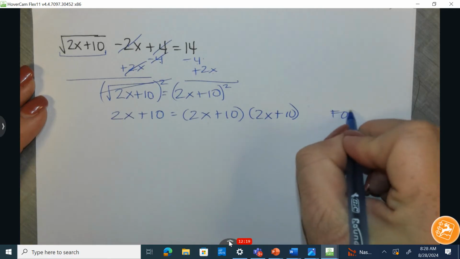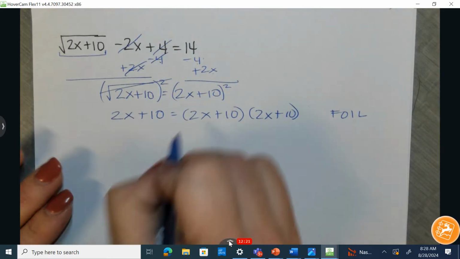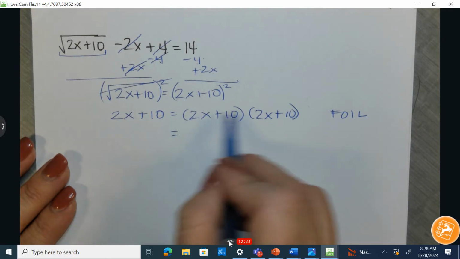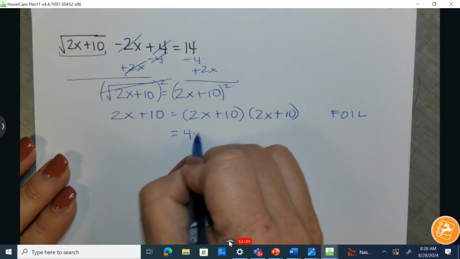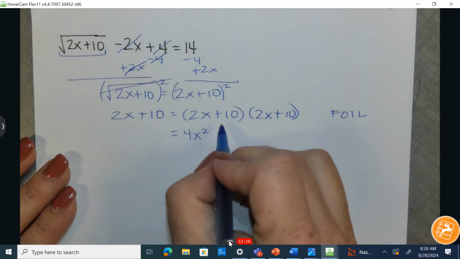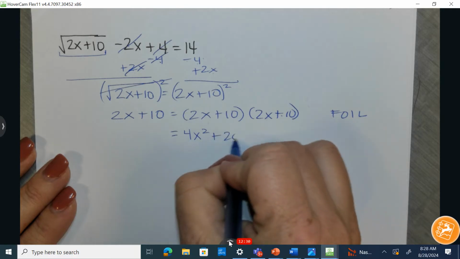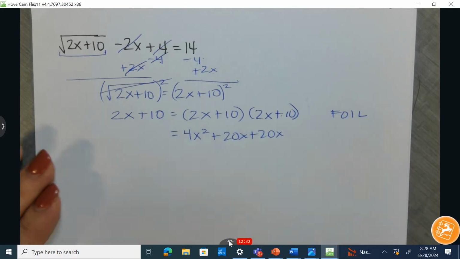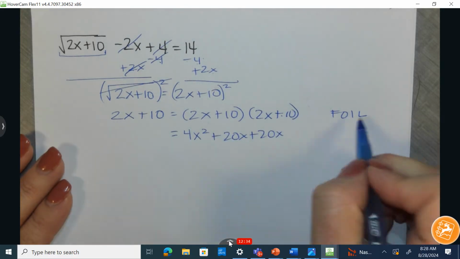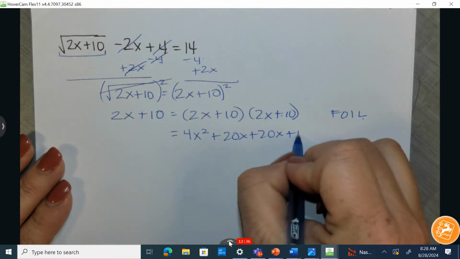When you write it twice and FOIL it, you're going to get those middle terms. So at this time, I'm going to FOIL. I'm going to multiply the fronts: 2 times 2 is 4, and there's an x squared. I'm going to multiply the outside to get a positive 20x, and the inside also gives me a positive 20x. I'm going to multiply the last: 10 times 10 is 100.